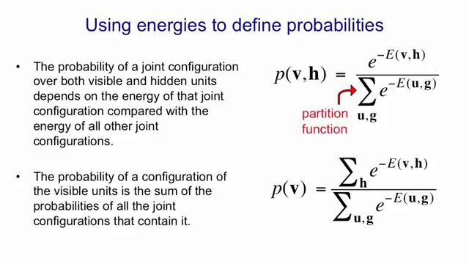To get the probability of a configuration of the visible units alone, we have to sum over all possible configurations of the hidden units. So P of v is the sum over all possible h's of e to the minus the energy you get with that h, normalized by the partition function.